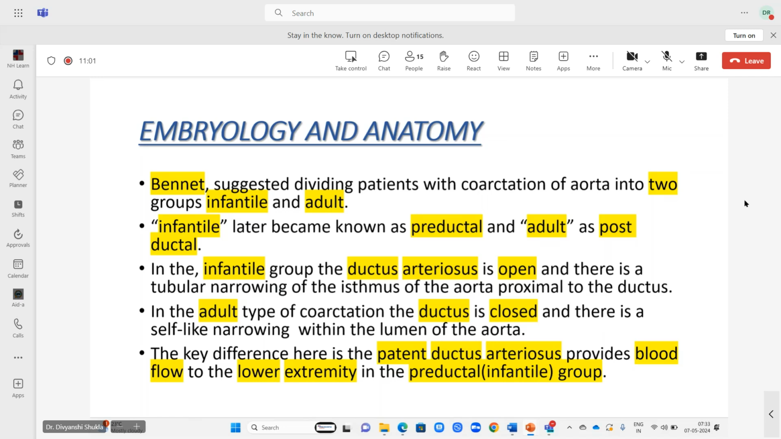In the adult type of coarctation, the ductus is closed and there is a shelf-like narrowing within the lumen of the aorta. The key difference here is that the patent ductus arteriosus provides blood flow to the lower extremity in the preductal infantile group.